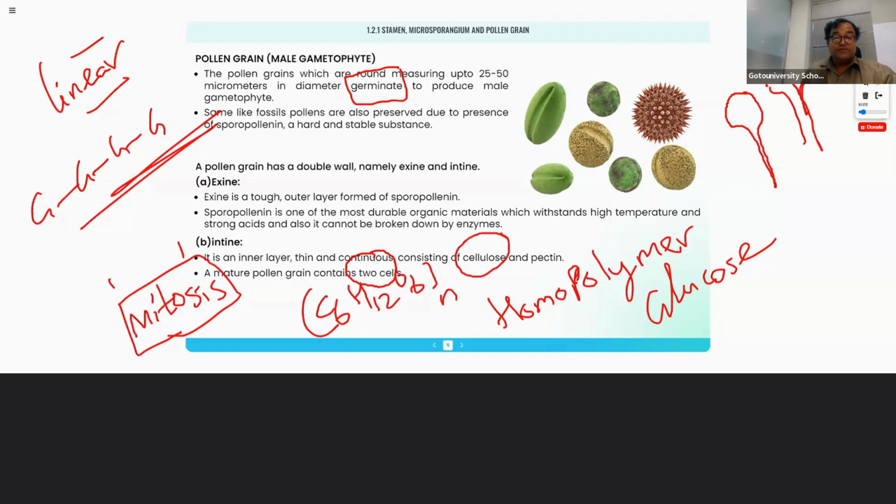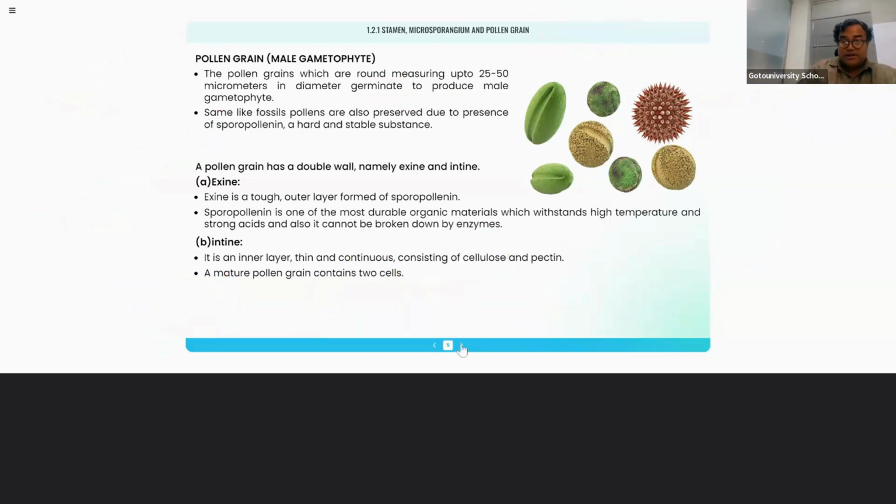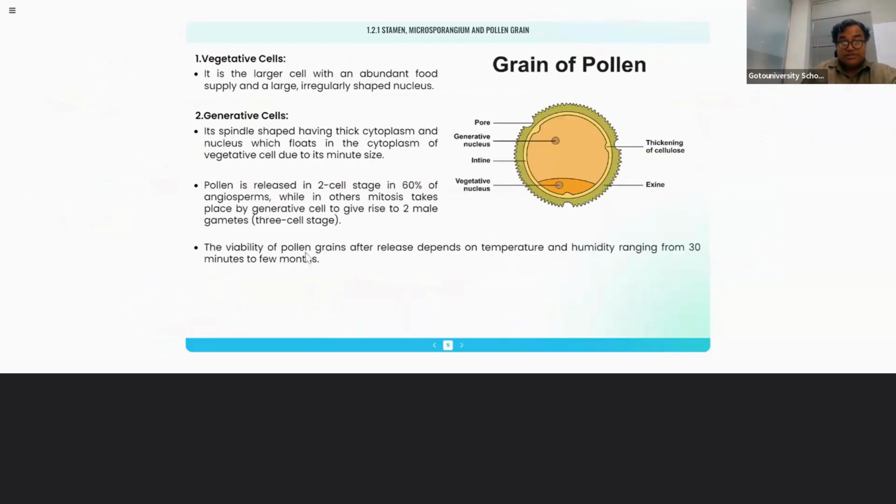Who is responsible for this? Calcium. Like this, many molecules are responsible for pollen tube formation; borate is the other molecule which makes the pollen tube formation happen, right? So now we are entering into the next important concept, the vegetative cell and the generative cell, which are parts of the pollen grain. That is very important for the pollen grain to evolve further.